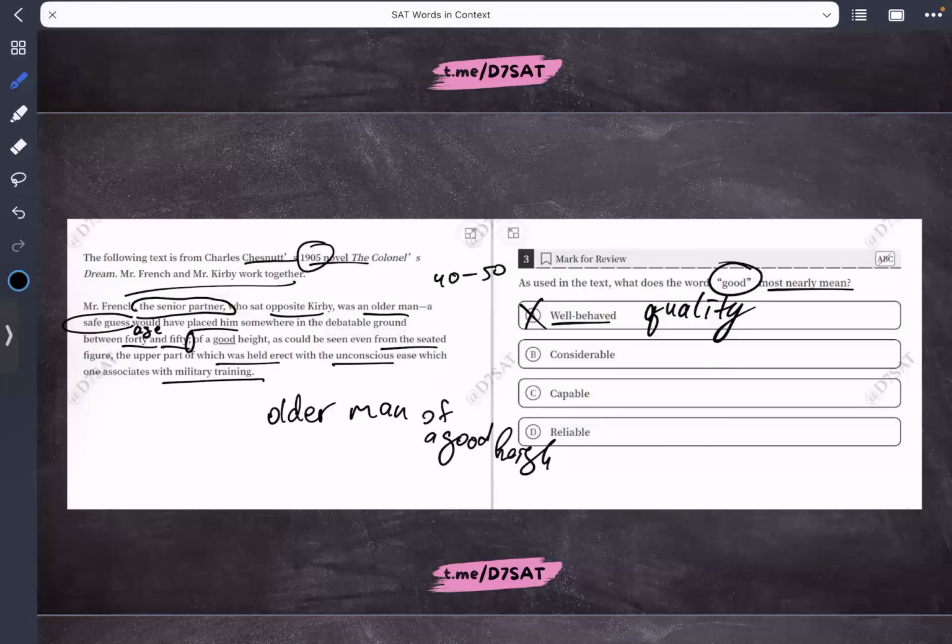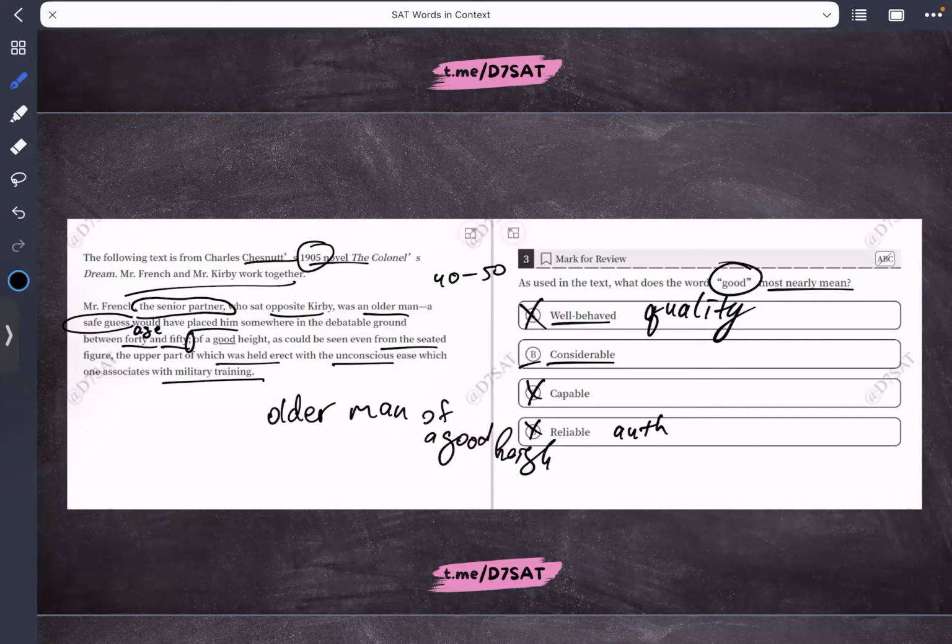Well-behaved means about the actions of a certain person. Considerable means maybe high enough. Capable might be related, but capable means able to, so the option is out. Reliable means trusted, like trusted height, which doesn't make sense in this context. Capable means able to. Considerable, if you look for the meaning of it, might be something high, right? You can search for it.